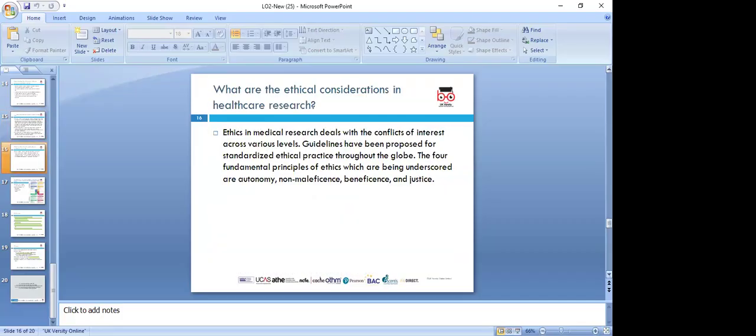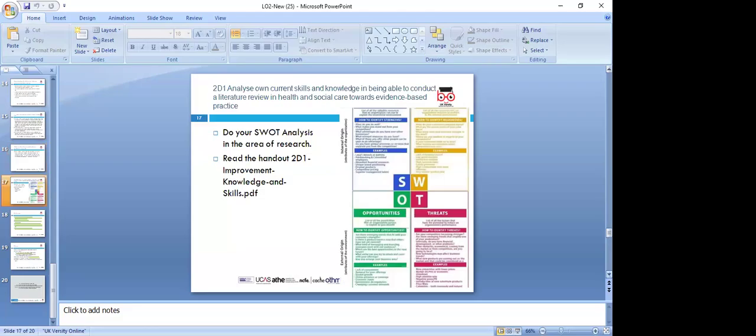Ethics in medical research deals with conflict of interest across various levels. Guidelines have been proposed for standardized ethical practice throughout the globe. The four fundamental principles of ethics which are underscored are autonomy, non-maleficence, beneficence, and justice. So these are what we call ethical reasons. And it is very important that your research work or project work should not lead to a conflict of interest when you publish it or when you submit it.